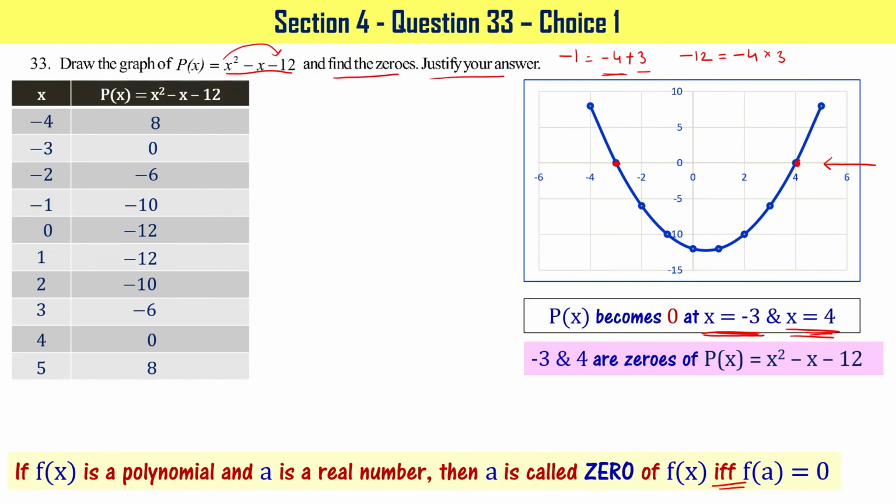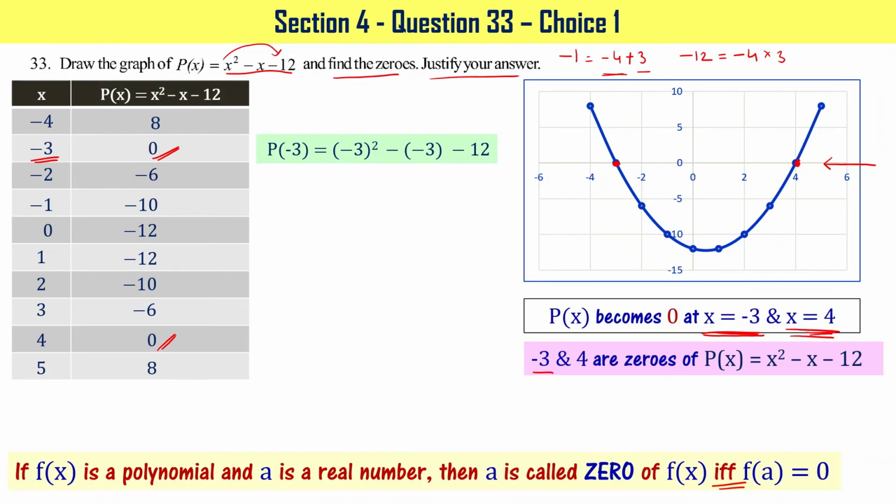Now we have to justify the answer. How do we justify? Whatever zeros you got, you simply substitute them into the equation and see whether you're getting the value as 0 or not. As such, we have already got 0 for x equal to minus 3 and x equal to 4. But in some cases, your 0 may be something like 2.5. For example, you have not taken that value while constructing this table. Then you have to verify it. Otherwise also, one can verify quickly by simply substituting minus 3 for x and see whether you are getting 0 or not. Let's do that now.